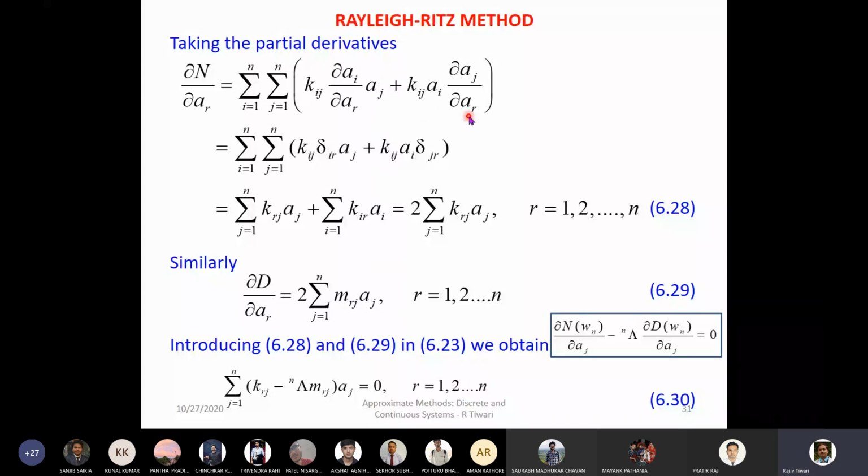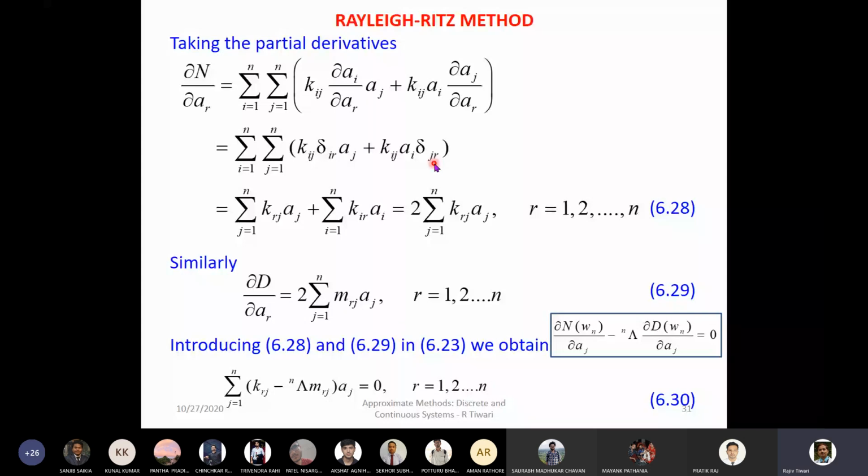But now, what is a_i differentiated by a_r? All the terms will be 0, and only when i is equal to r will it be 1. Otherwise, all will be 0. That means this can be written as the canonical delta_ir. So when i is equal to r, this is equal to 1, otherwise it will be 0. Similarly here, this will be the canonical delta_rj. So when j is equal to r, then only it will be 1.